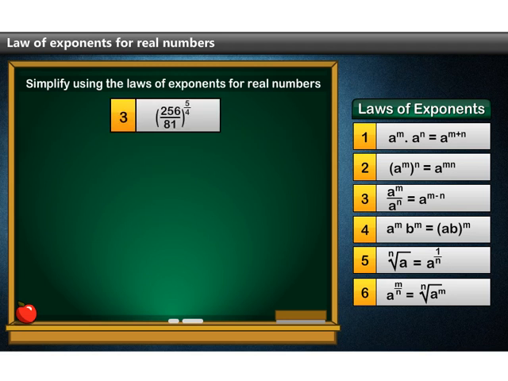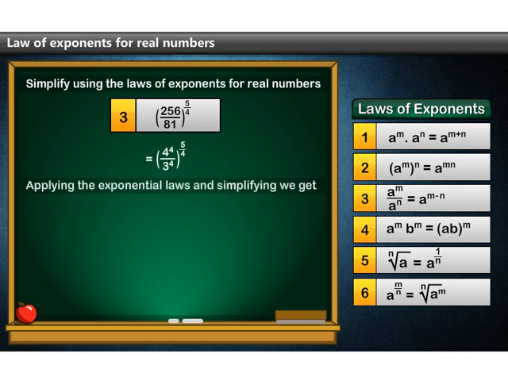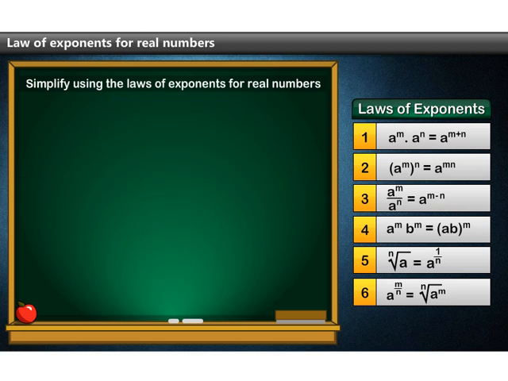3. 256 by 81 raised to the power 5 by 4. This can be written as 4 to the power of 4 divided by 3 to the power of 4 raised to the power 5 by 4. Applying the exponential laws and simplifying, we get 4 raised to the power of 4 into 5 by 4 divided by 3 raised to the power 4 into 5 by 4 is equal to 4 raised to the power 5 divided by 3 raised to the power 5, that is equal to 4 by 3 raised to the power 5.